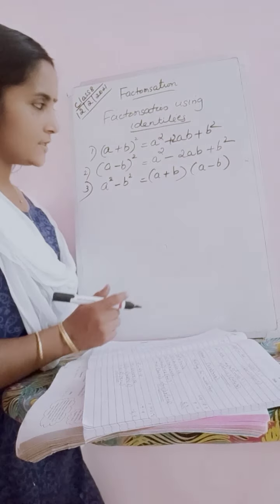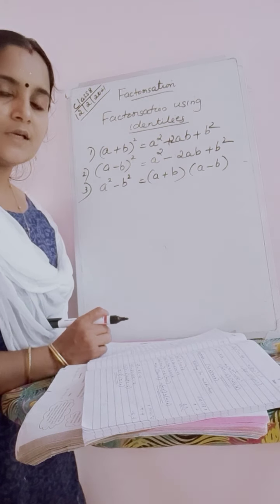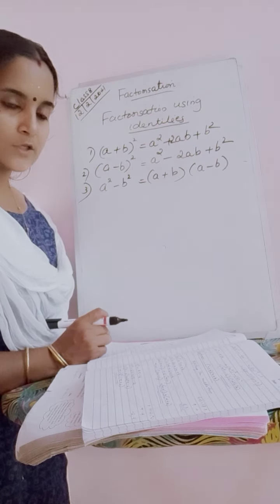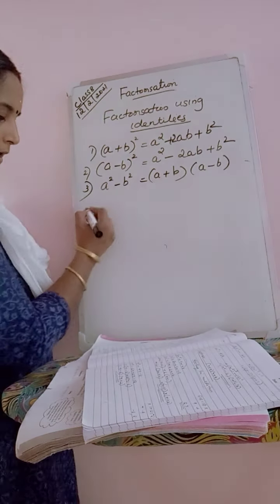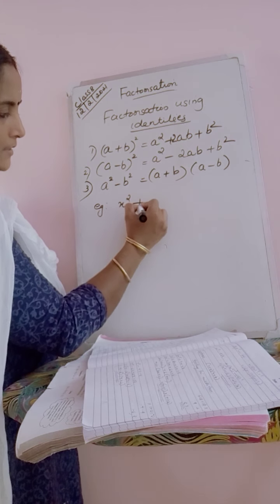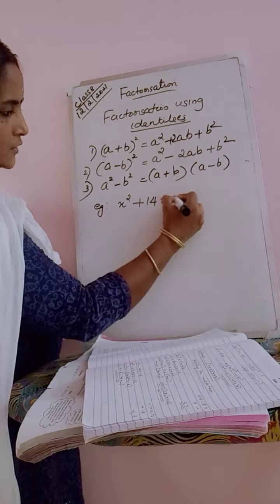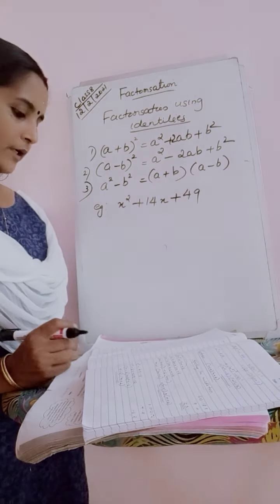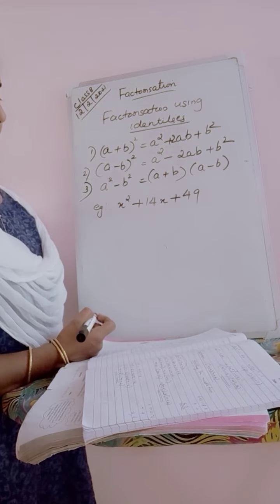Okay. Next we discuss some problems related to these identities, how we can factorize an algebraic expression using these identities. And the first one is an example, x square plus 14x plus 49. Okay, x square plus 14x plus 49.